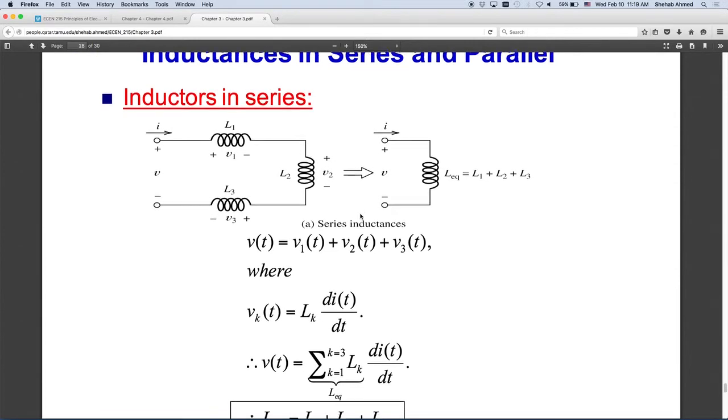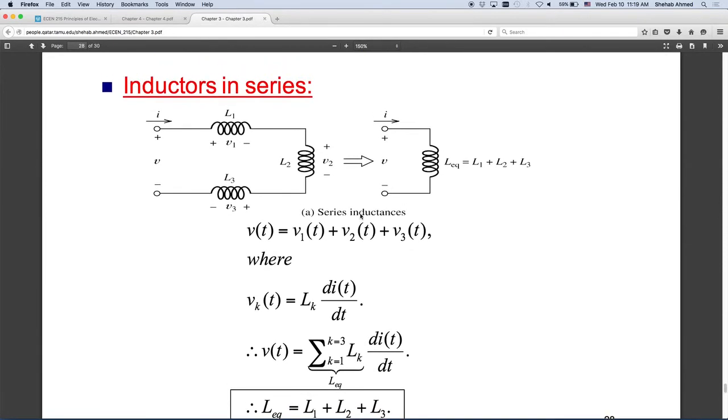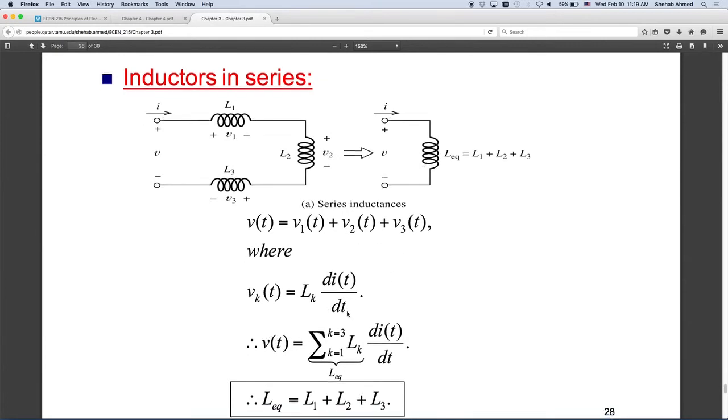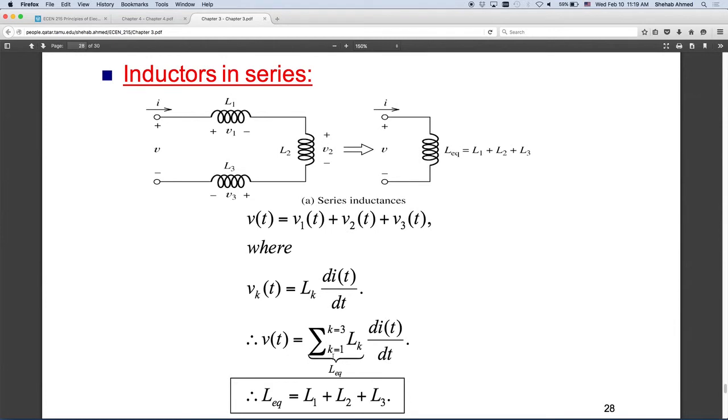This is the proof, and it is very similar to what we did last time with the capacitors. They used Kirchhoff's voltage law: the voltage at the terminals is the sum of the three voltages developed across the three inductors. The voltage across one of these inductors is equal to L di by dt, so you have three of those added. The total voltage is the summation of the inductances multiplied by di by dt, which is the same, so it's a common factor outside. So the equivalent inductance is the sum of the three inductors in series.